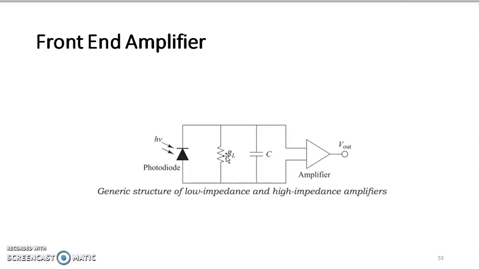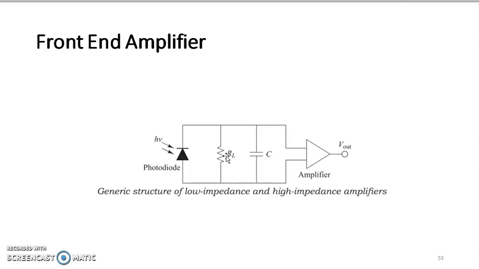But there are drawbacks of the low impedance amplifier. For a low load resistance, the thermal noise dominates, and due to the increase in the value of thermal noise, the preamplifier cannot be used for long distance communication. So that's why for short distance communication, the low impedance preamplifier is to be used.